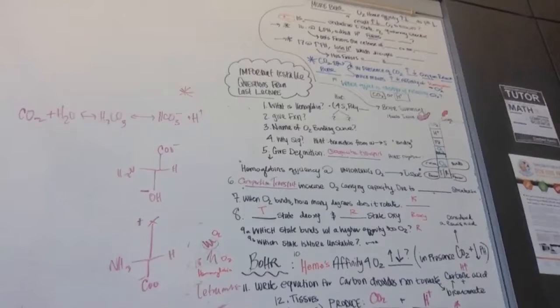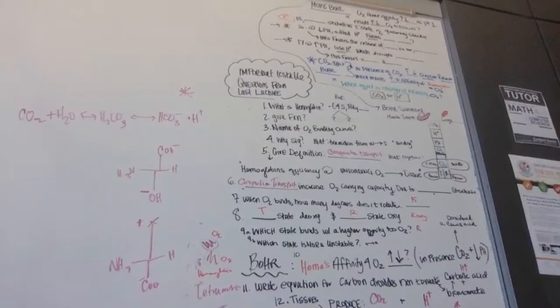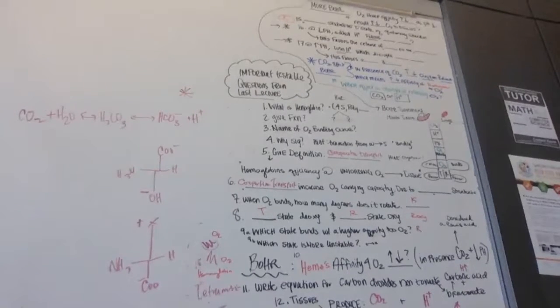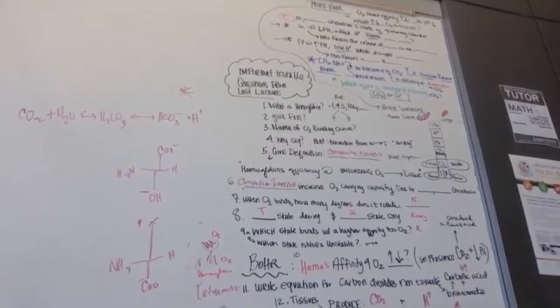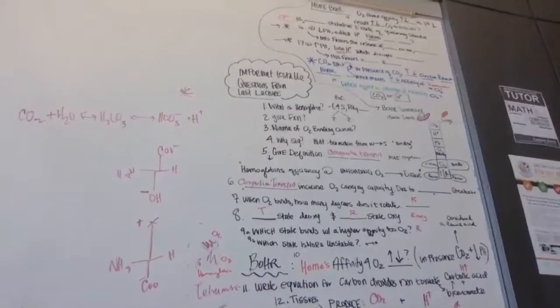Oxygen affinity of hemoglobin decreases, releasing the oxygen as the pH decreases. So in an acidic environment, pH decreases, the oxygen affinity of hemoglobin decreases, releasing the oxygen into the tissue in an acidic environment. This is because you can't deliver oxygen to tissues that are very acidic.